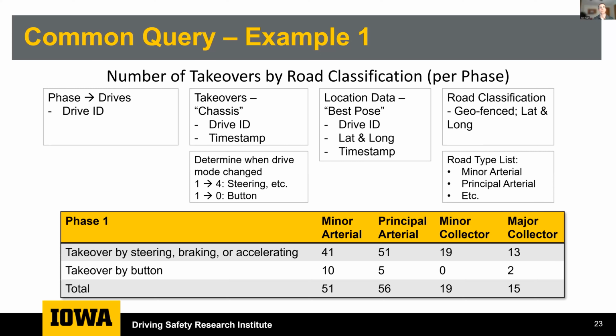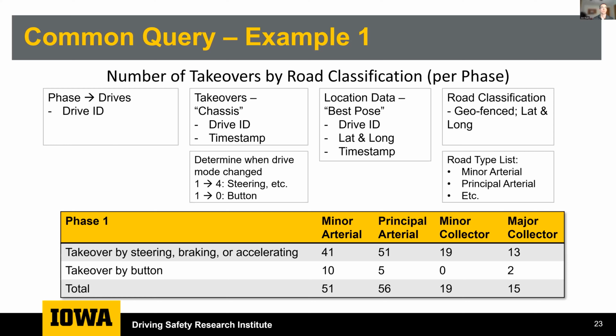And then we have the takeovers, which comes from the chassis data and includes the drive mode by drive and timestamp. And in this data, we need to determine when the drive mode changed for particular value pairs. A change in drive mode from a code of 1 to 4 means a takeover by steering, braking, and accelerating. And then a change in drive mode from 1 to 0 means takeover by button.